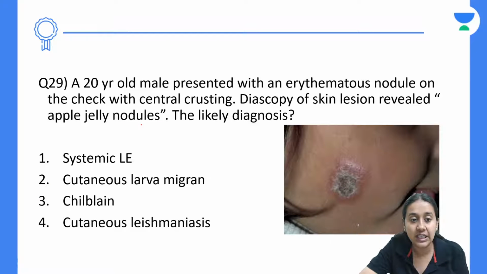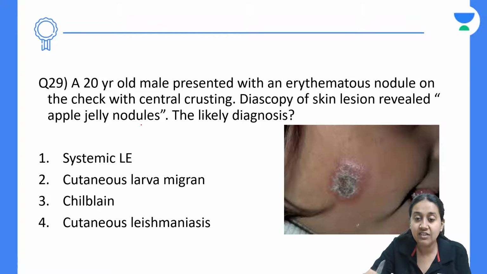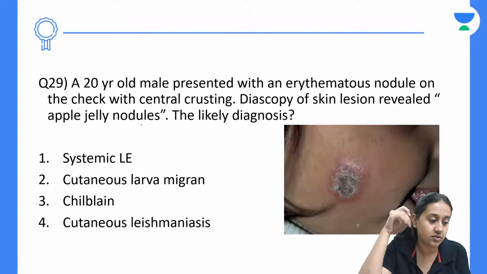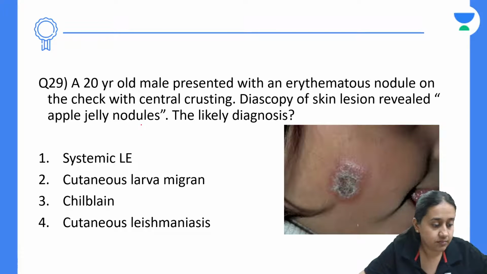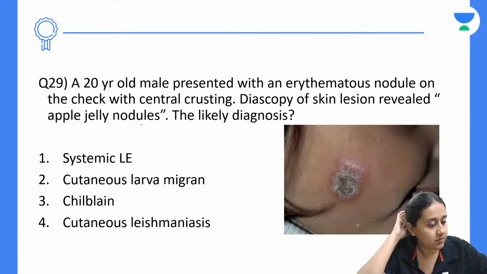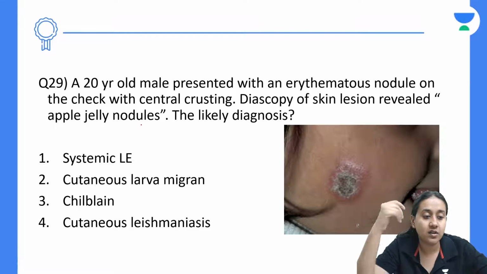Next question is on your screen. A 20-year-old male presented with erythematous nodule. The image is attached. Diascopy of the skin lesions reveals apple jelly nodules. What is the likely diagnosis? Anyone can tell me the diagnosis here?